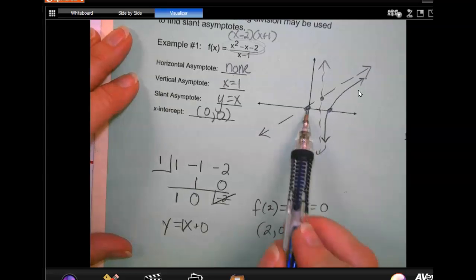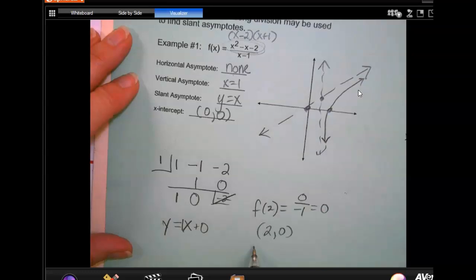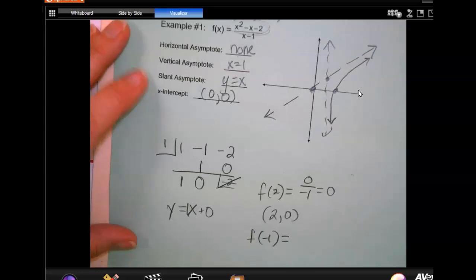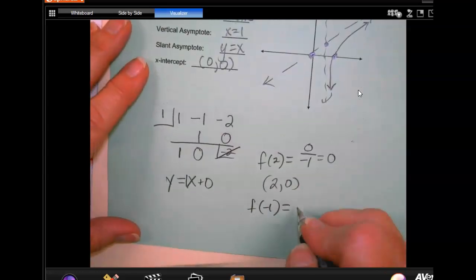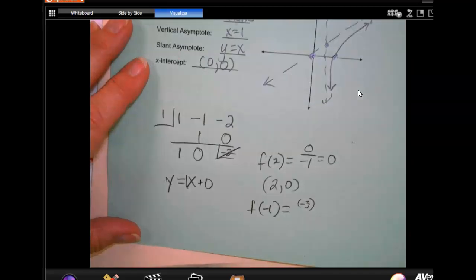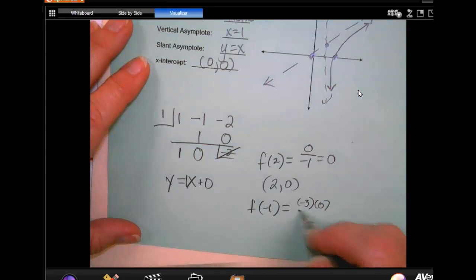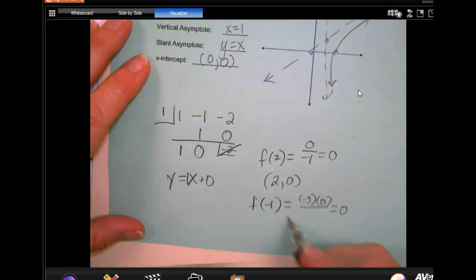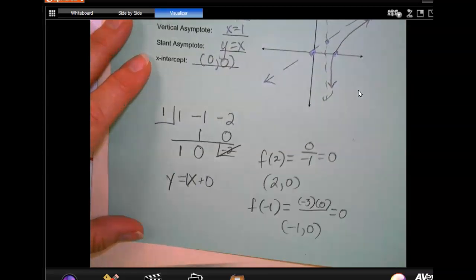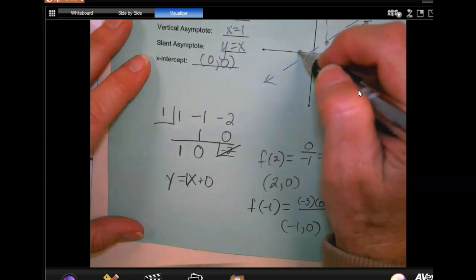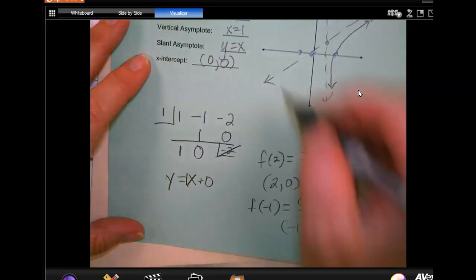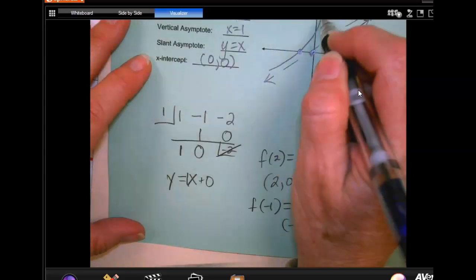So I already know what f of 0 is, 0. So I'm going to try f of -1. If I put negative 1 in here, I'm going to take negative 1 minus 2, and that gives me negative 3. And then negative 1 plus 1 is what? 0. So what's 0 divided by everything? So I'm going to get negative 1, 0. So negative 1, 0 is right here. So that tells me where my second branch is. I'm going to go this way and this way.